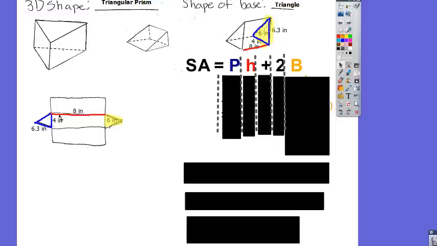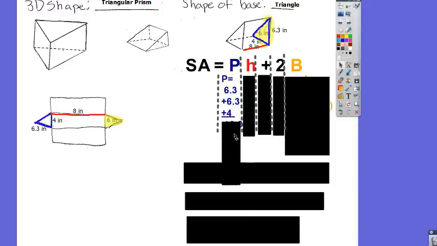Clearly, to find the perimeter, we just add up all these sides. And there should only be 3 sides. So I'm going to add 6.3. That is this distance here. And then I'm going to add another 6.3. Since I didn't specify, you can tell this is an isosceles triangular base.